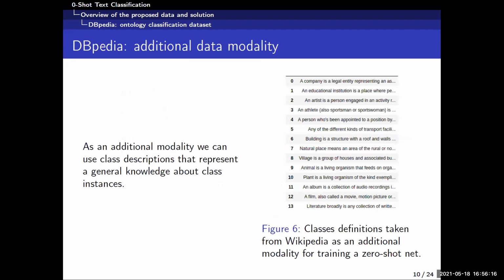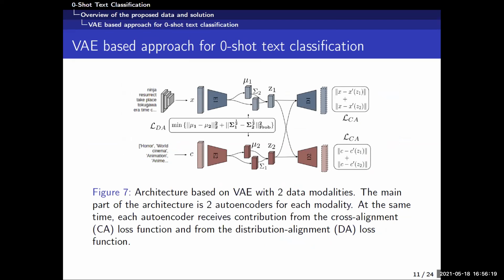Okay, and the next thing is how to use these two modalities, how to train a classifier, how to train the full network, and build a final classifier. So here the main idea is to use variational autoencoders, as we need to build a shared latent space for mapping initial instances, initial objects, into this latent space. We just decided to use variational autoencoders to build such a space. And you can see the scheme of this approach and this network on the slide.